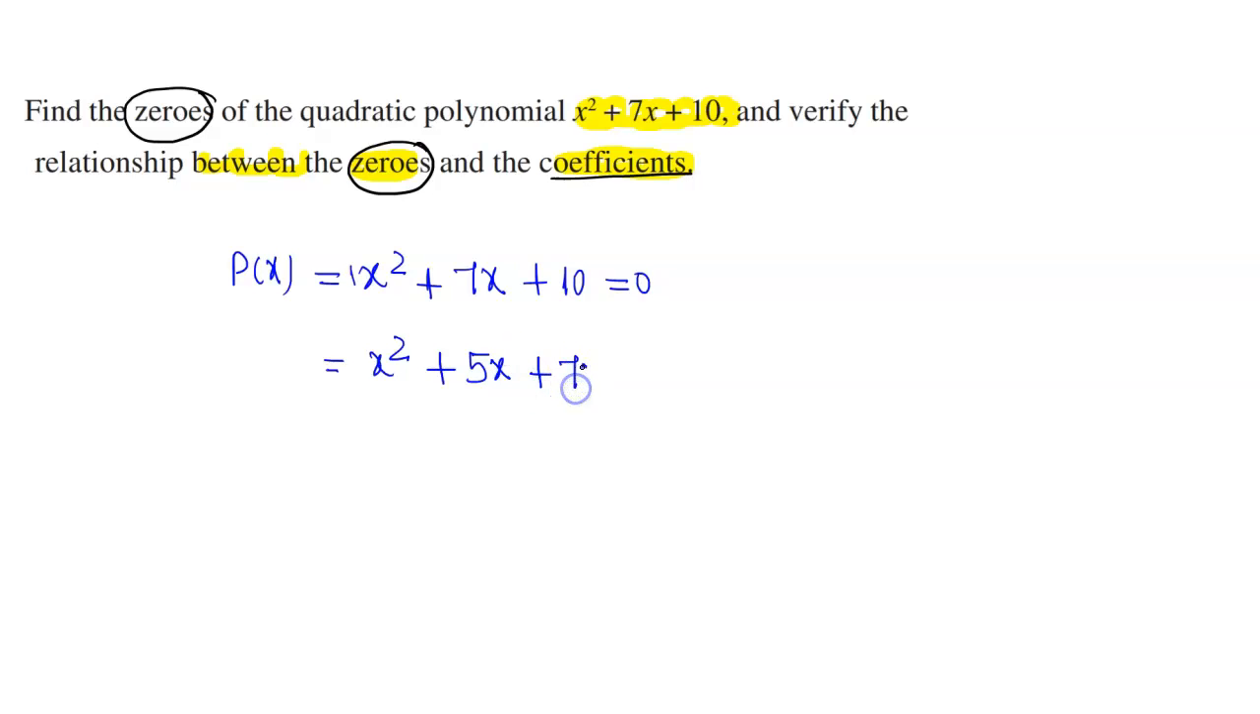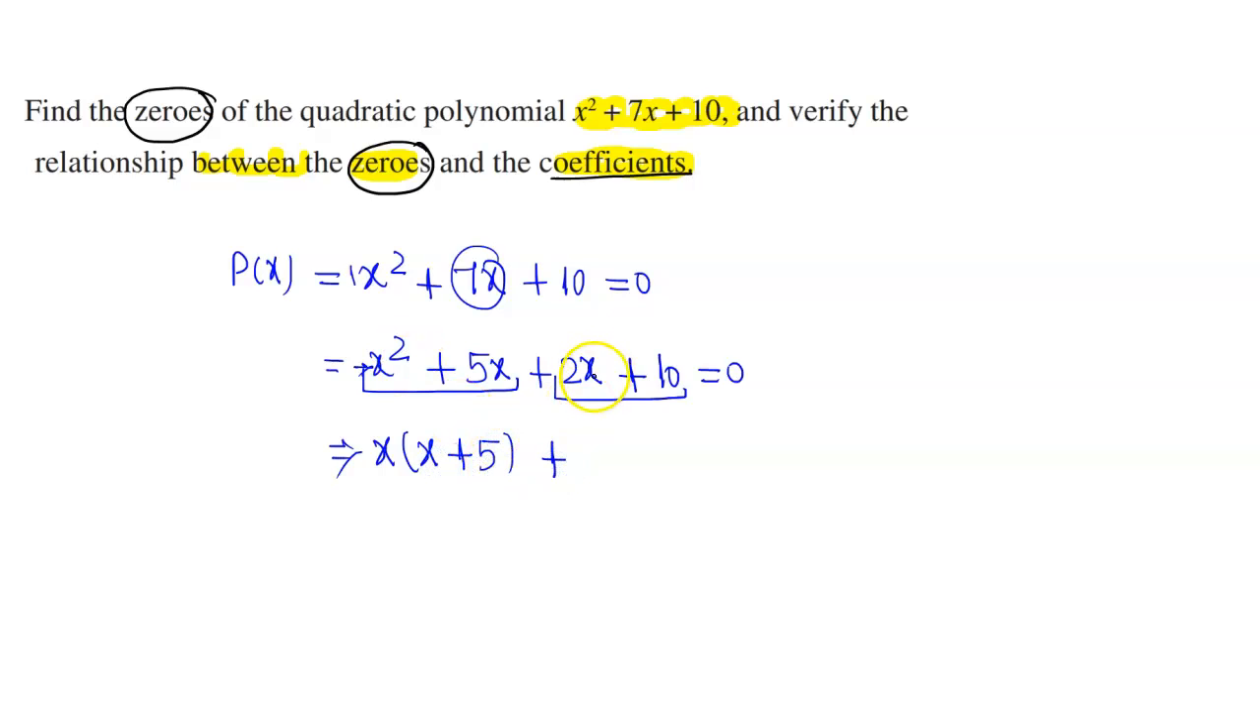Then we can write p of x equal to x square plus 5x plus 2x plus 10 equal to 0. 5 plus 2 is 7, and 5 into 2 is 10. That's why we are breaking it into two parts, 5 and 2. After that we pair these terms. From the first two terms we take x common, and we get x into x plus 5, and similarly from the other two terms we take 2 common.